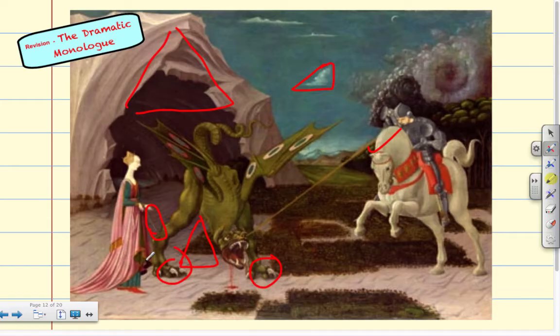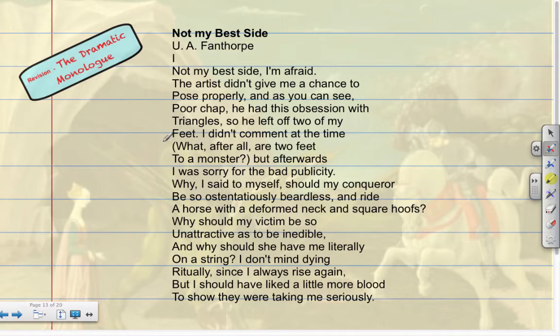So here you go. Let's have a look. So this is Not My Best Side, by U.A. Fanthorpe. And there are 3 monologues in this poem. But I'm just going to look at the first for time's sake, and I'm actually going to let U.A. Fanthorpe have a go at reading this.